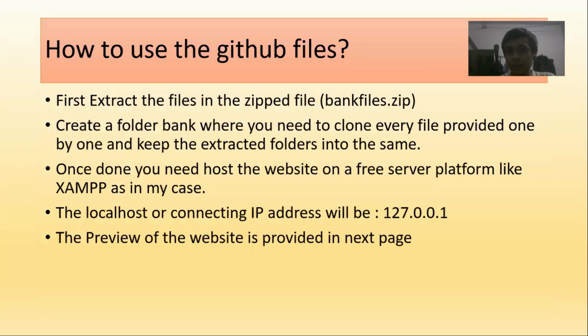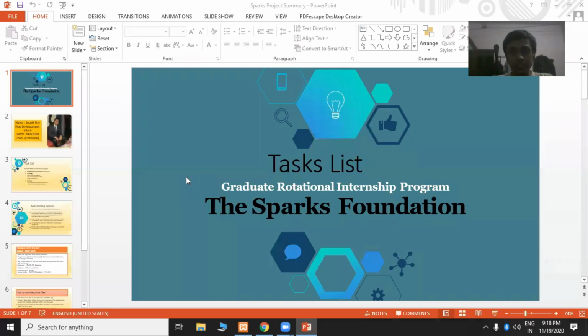Now, how to use my GitHub files where I have kept all the code. All my code is present in GitHub, and the link will be provided in the description box. If you're watching it on LinkedIn right now, it's present in the description part as well, and it's also present in my bio. If you go to the projects panel, you'll find this project listed as Sparks Foundation Web Development Project. So let's move on to the website that I've created.